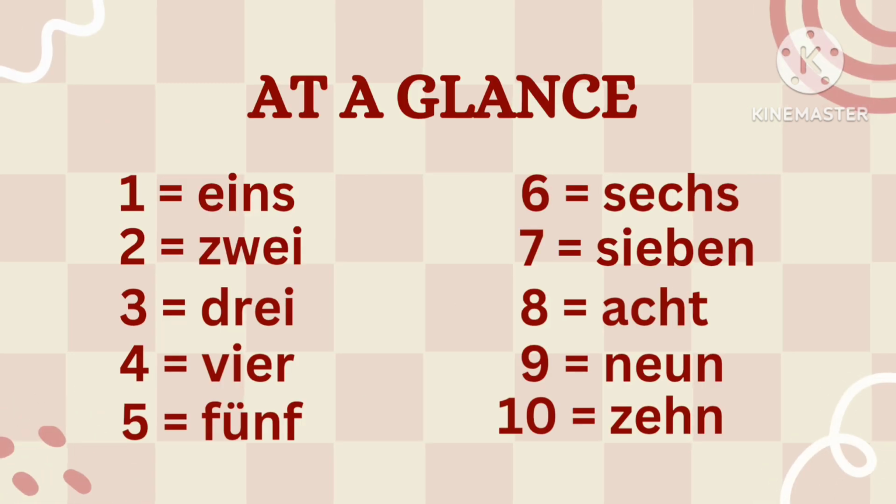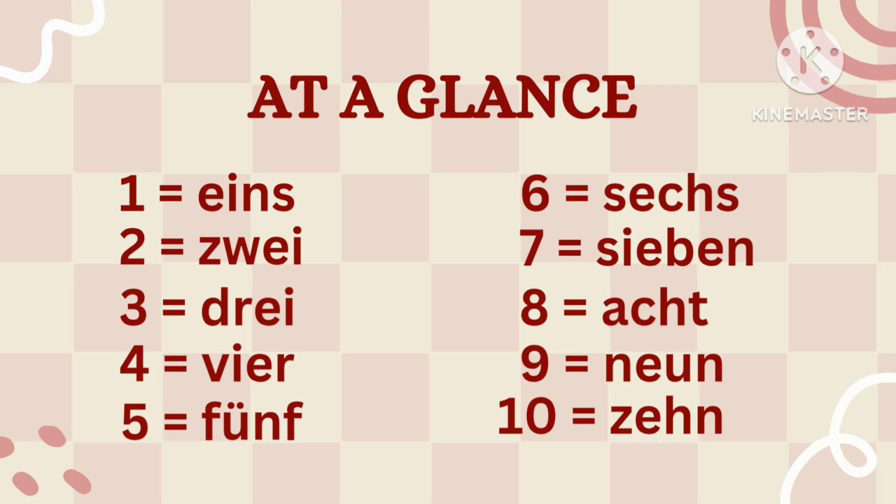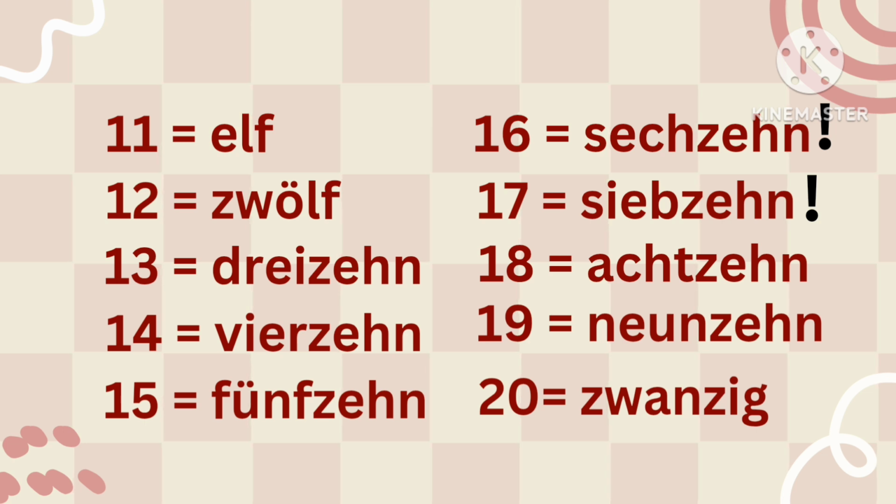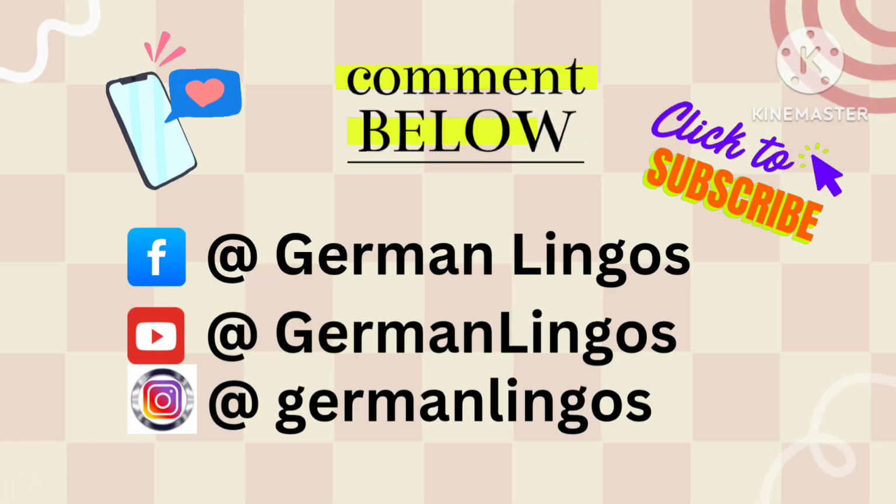At a glance, let's revise the numbers till 20 once again. 1, 2, 3, 4, 5, 6, 7, 8, 9, 10, 11, 12, 13, 14, 15, 16, 17, 18, 19, 20. In the next video, we will learn numbers above 20.